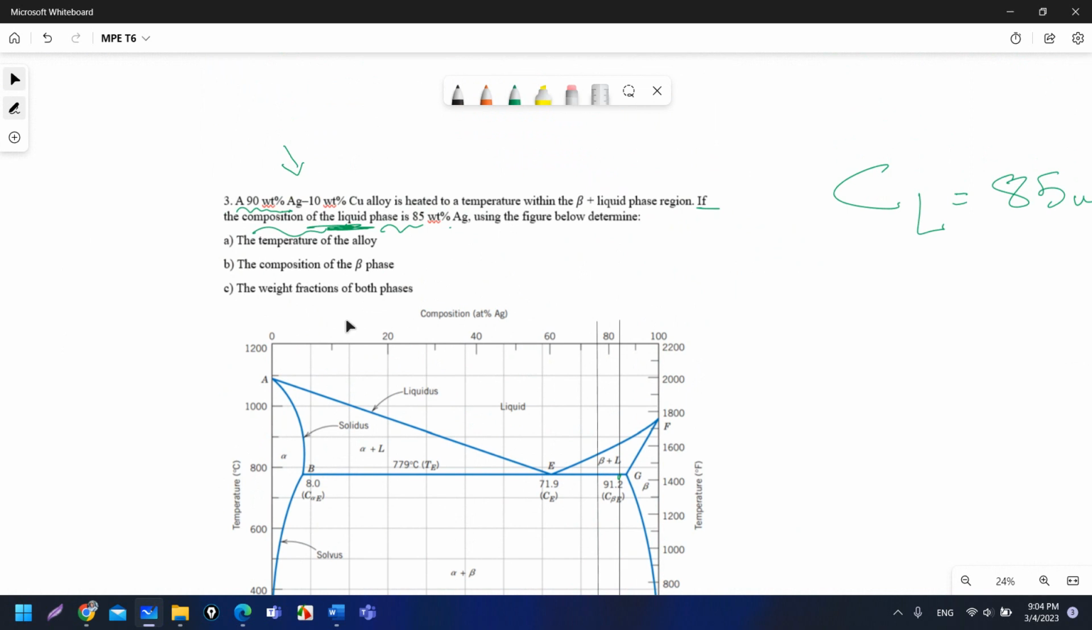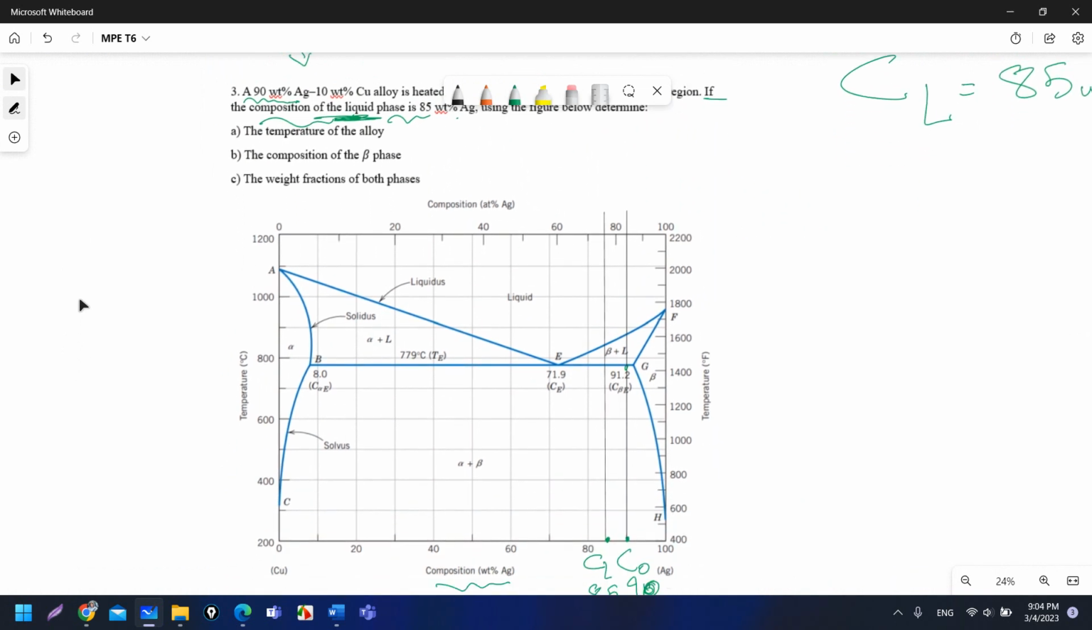Using the figure below, determine the temperature of the alloy. Now the alloy is on this line, in the beta plus liquid region, this region. But I don't know exactly where on this line. It is here, here, here, I don't know. So in order to know, I have another piece of information, which is that the liquid phase has a composition of 85%.